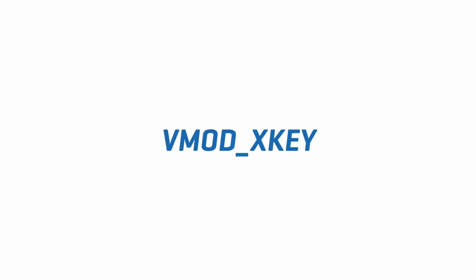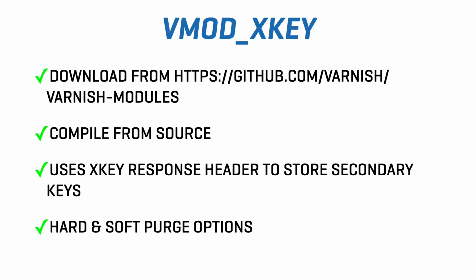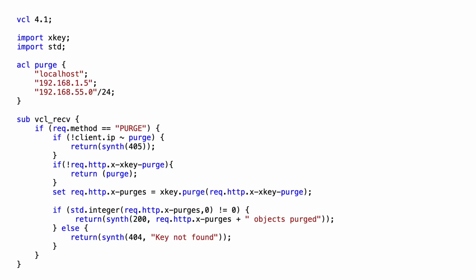Let's have a look at vmod xkey first. You can download the source code of vmod xkey from github.com/varnish/varnish-modules. And yes, it's source code, so that means you have to compile it from source. There could be packages in the future, but for now they're not, so it might be a bit inconvenient. You can leverage the xkey response header in your HTTP responses to set the tags. You can store one or multiple ones as a secondary key, and yes, there's both hard and soft purge options available in vmod xkey.